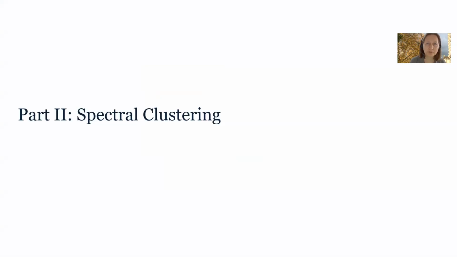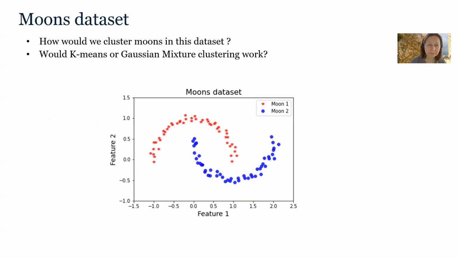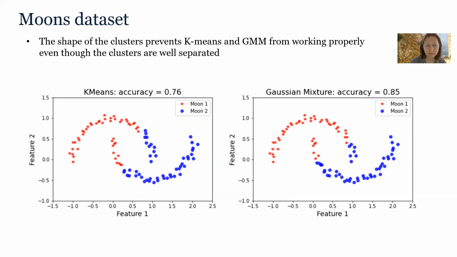In the second part of the lecture, we will discuss spectral clustering. This is the moons dataset that can be simulated in scikit-learn. It consists of two well-separated moon-shaped clusters. But the question is, would K-means clustering or a Gaussian mixture clustering be able to identify these two clusters correctly? So let's have a look.